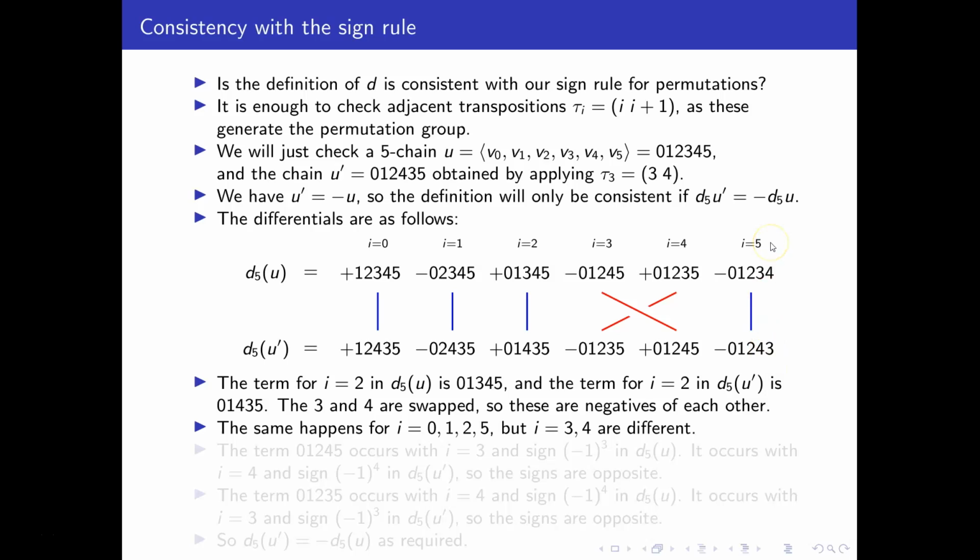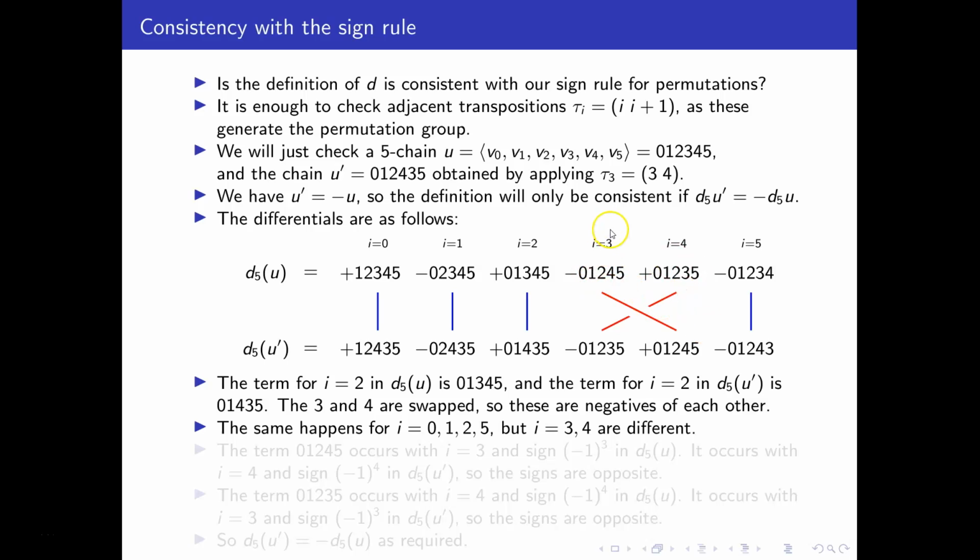Here we've got I equals 5. We've just dropped out the last term in U, and we've dropped out the last term in U prime. That gives us 0, 1, 2, 3, 4 and 0, 1, 2, 4, 3. And by the usual sign rule for C4, because they've got the 3 and the 4 swapped, these count as negatives of each other.